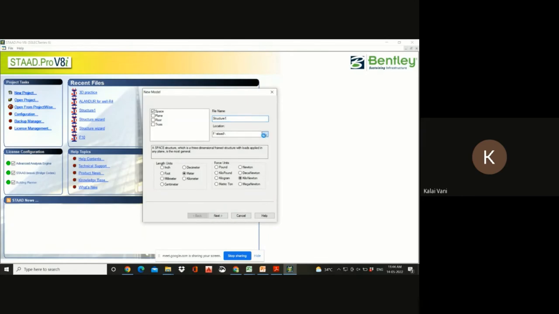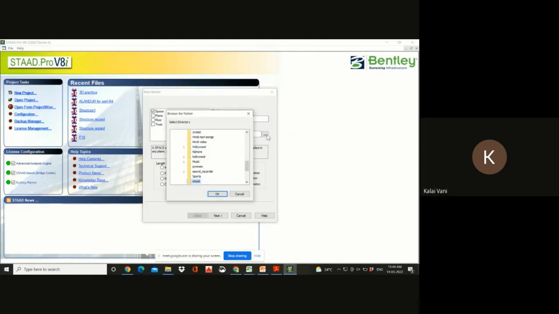But location, keep it always in a folder, because your STAAD won't create only one file. Its support files will be very large, and it will take numerous files. So if you simply save it on a desktop, your desktop will get filled. So inside your desktop or any of your folders, you can create one, or previously you can create a folder. Here you can give a link also.